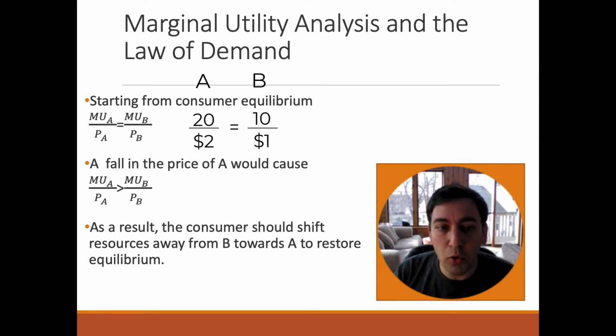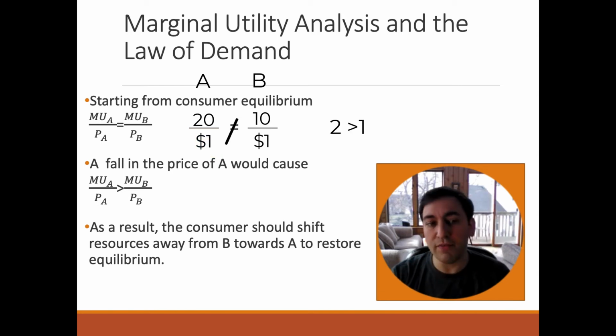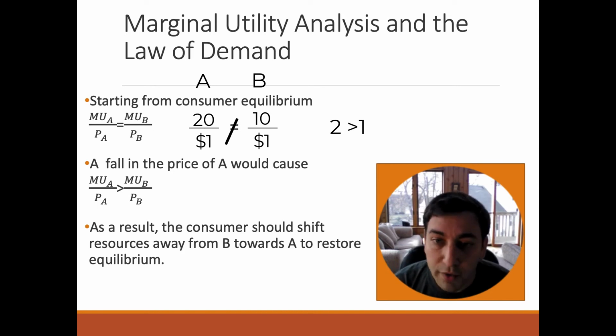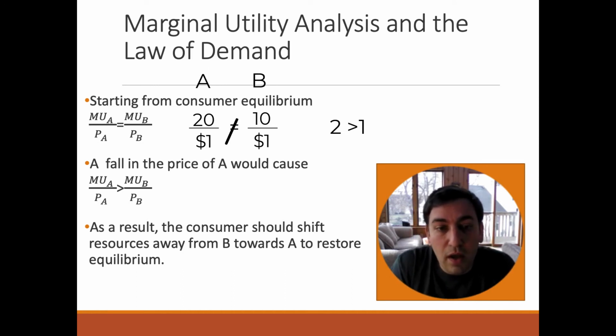But now there's a price fall in A. Maybe the price of A went from $2 to just $1. Well, what's going to happen? The marginal utility of A per dollar is going to be greater than the marginal utility of B per dollar. So what do you want to do? You want to take some of your resources away from B and start spending them on A because it's now cheaper. You're getting more utility per dollar. So you should shift until these marginal utilities are back equal to each other.